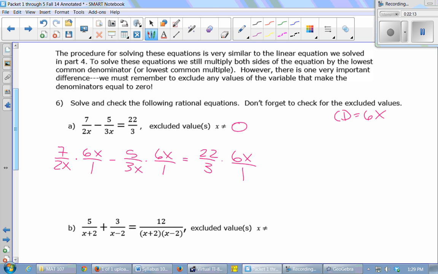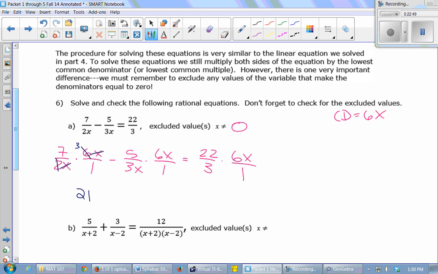Now I try to reduce and cancel things. So look at the first term here, 7 over 2x times 6x over 1. Well, 6 over 2 reduces to 3. So you say, okay, 2 goes into 2 once, and it goes into 6 3 times. And I have an x on the top and an x on the bottom, right? I can cancel those. So all I'm left with in this expression is a 7 times a 3, which is 21.